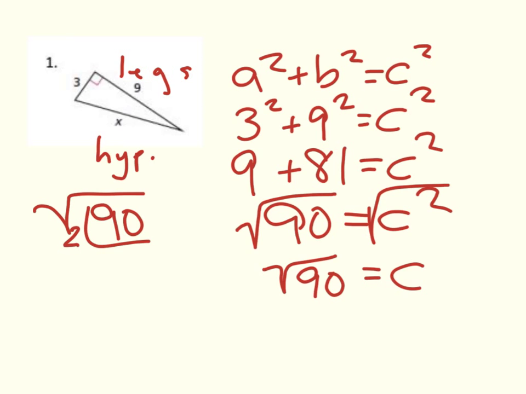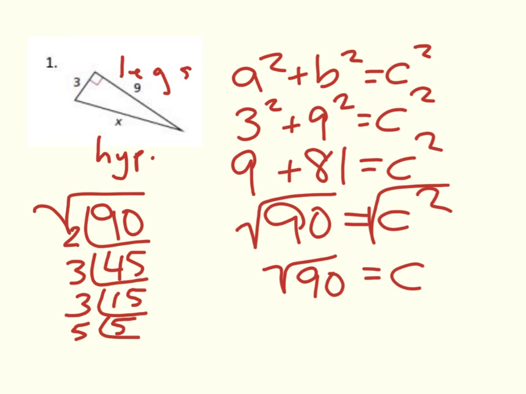by 2 since it's an even number, and I get 45. I can't divide by 2 anymore, but I can divide by 3, and that's going to give me 15. I can divide by 3 again. That gives me 5. I can divide by 5, and that gives me my 1 and done.